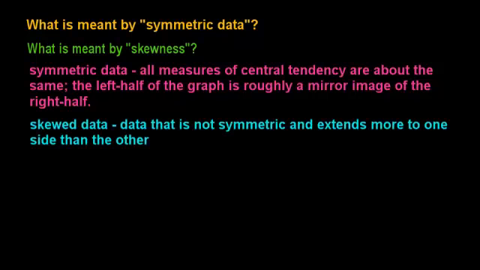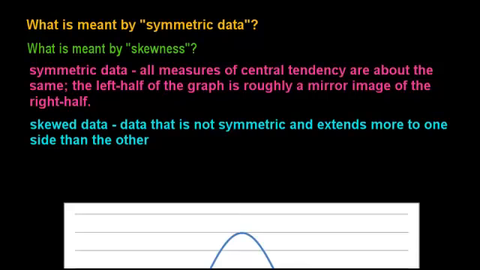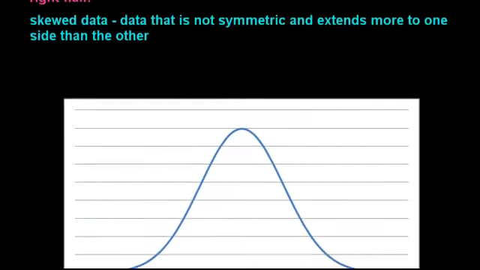Now, data that doesn't fit that description is what we call skewed data. And it would extend then more to one side than the other. We would not have that nice mirror image. So let's look at a graph of symmetric data first.